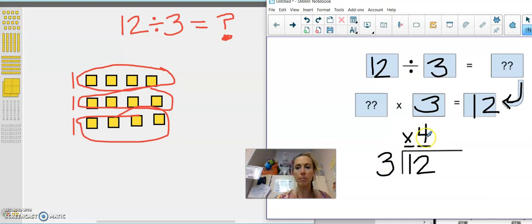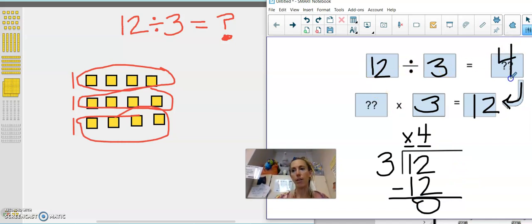Look at that. 3 times 4 makes 12. So I'm going to put that under here. 12. Did we use all 12? Let's subtract and see. Do we have any money left to give out? No. Okay, so I'm able to say that 12 divided by 3 is 4. Why? Because 4 times 3 makes 12. Awesome. It actually works. Okay?